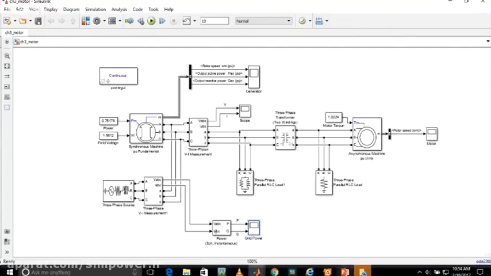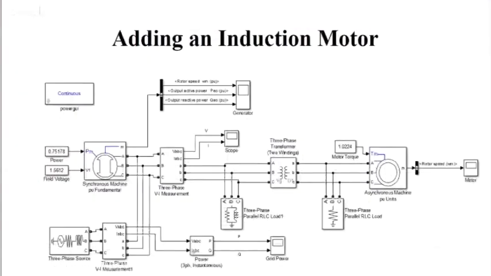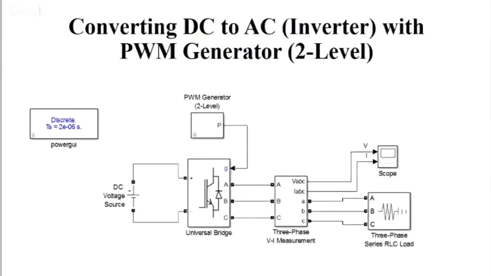So the next thing we're going to discuss is converting DC to AC, an inverter with a PWM generator. In this we have used a universal bridge. A universal bridge is a simple three-phase bridge circuit utilizing 6 switches. So we have given a PWM generator with 6 pulses to our universal bridge circuit, and here we have taken a DC voltage source.